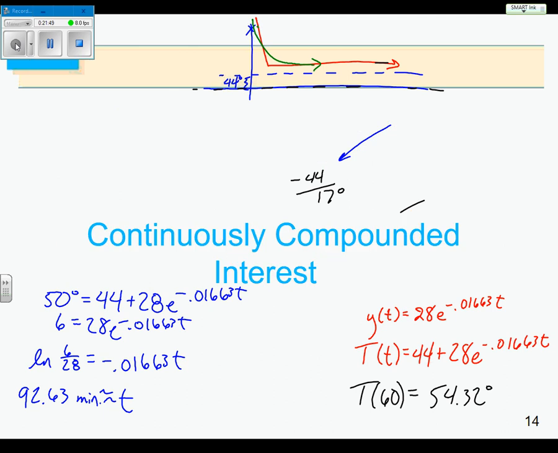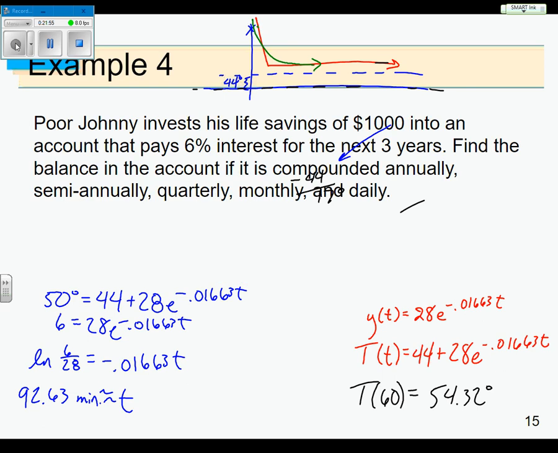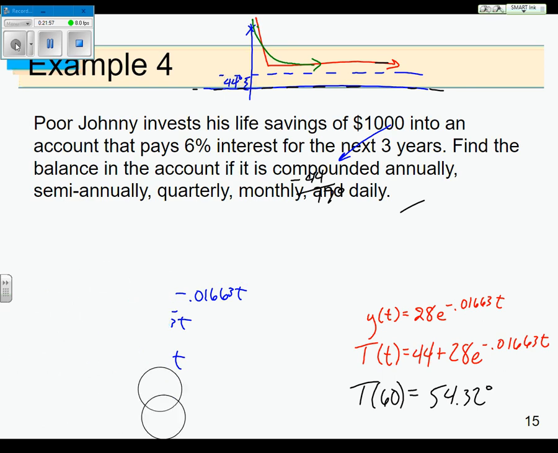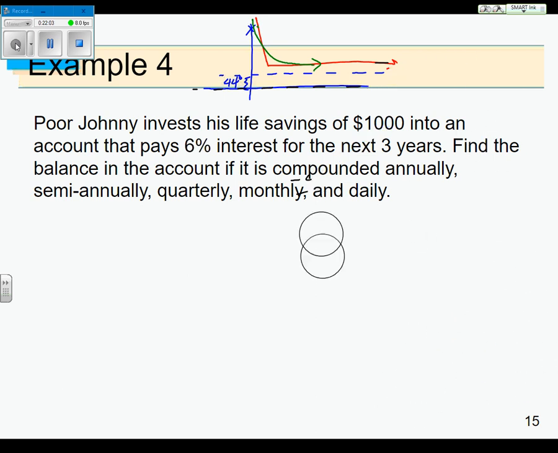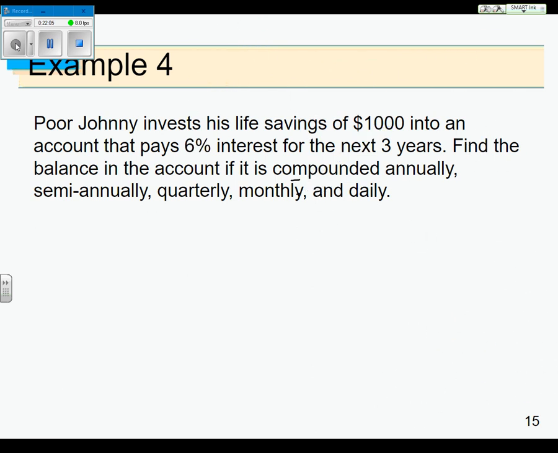All right, lastly, I want to talk to you about continuously compounded interest. But before we get to that, I want to remind you of some Algebra 1 that you did, probably with Miss Pfeffer, Miss Bowen, whoever you took Algebra 1 with. It says, poor Johnny invested his life savings of $1,000 into an account that pays 6% interest for the next 3 years. Find the balance in the account if it is compounded annually, semi-annually, quarterly, monthly, and daily.